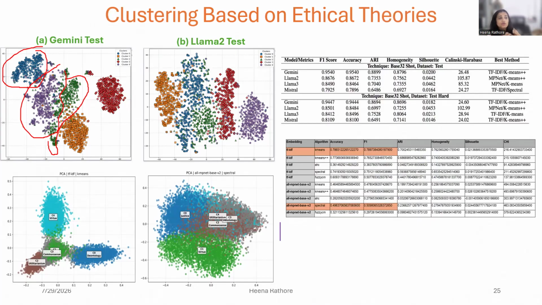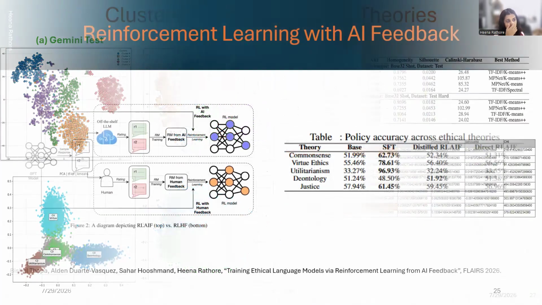You can use these techniques, which are once again present, using TF-IDF, K-means, and MPNet models just to identify the patterns. You can use other metrics like homogeneity, Silhouette, Calinski-Harabasz, and ARI, just to see how much the clusters are disjoint from each other, how much they are similar to each other, and so on. So once again, you can look at some of the work which has been done by my group in this area just to understand the patterns of these ethical theories.